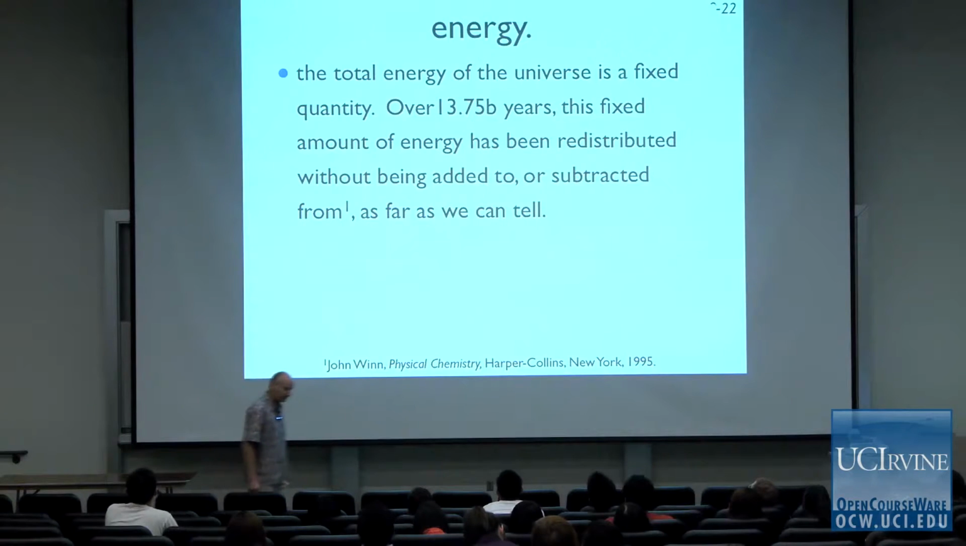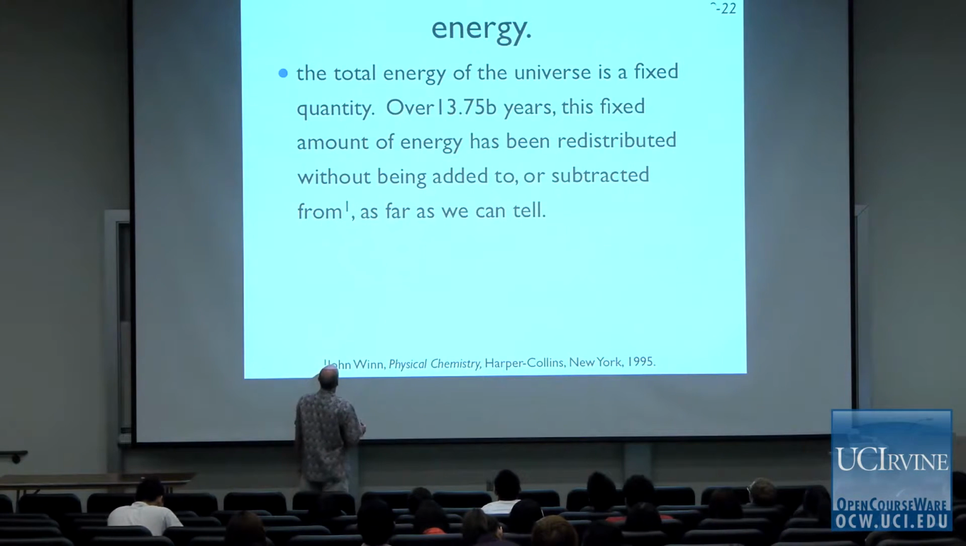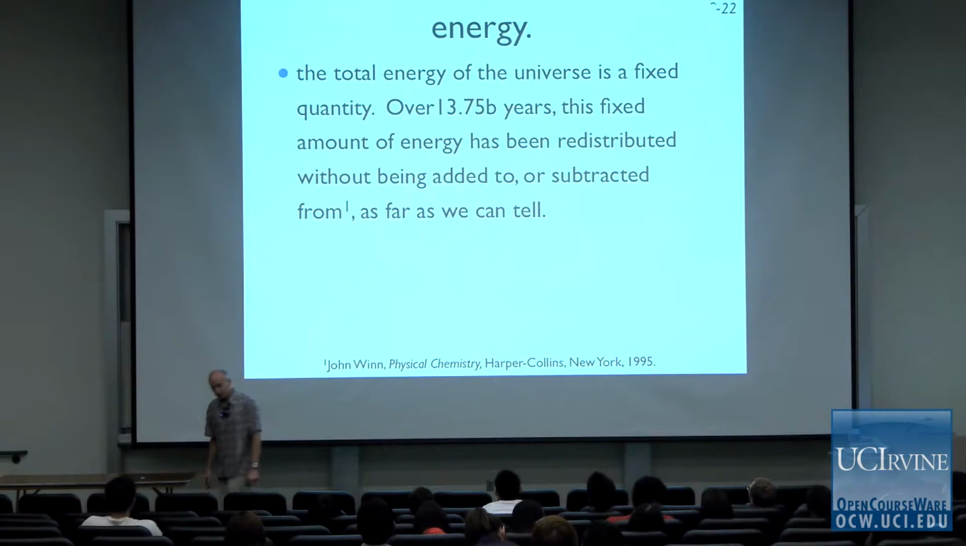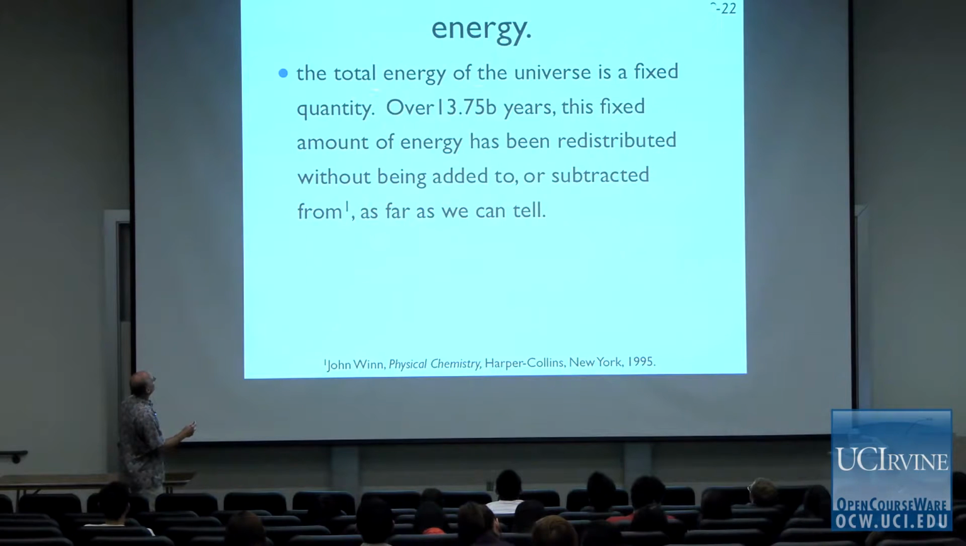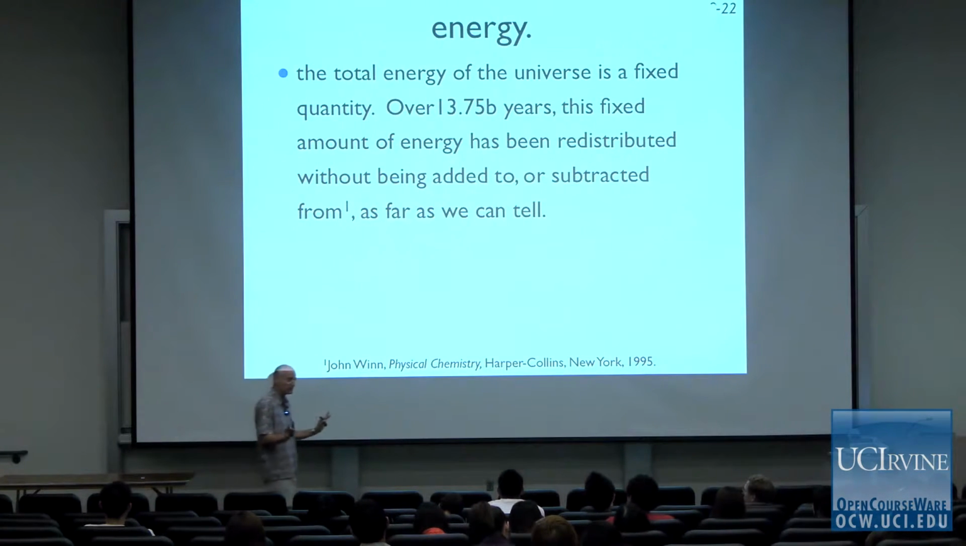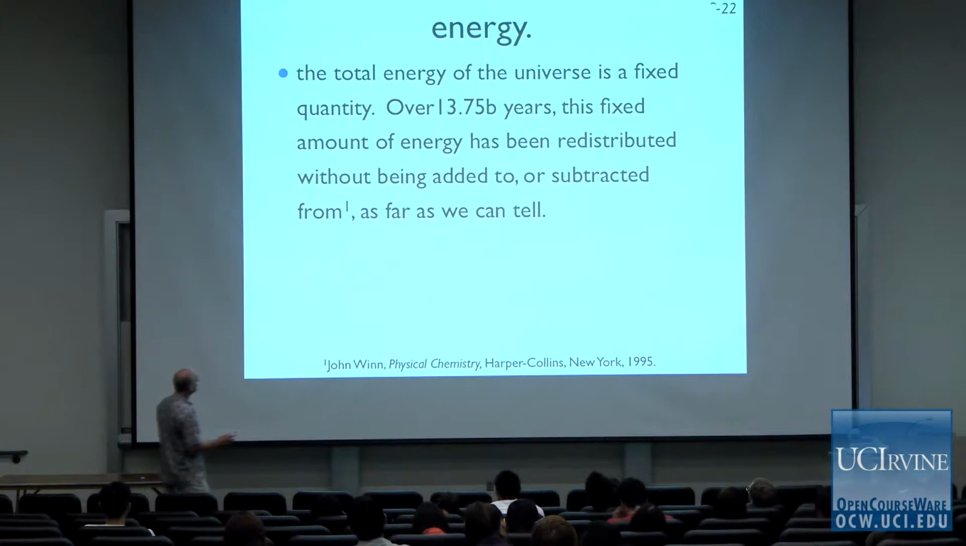Okay, so you ready for this? All right. When we think about the universe, the total energy is assumed to be a fixed quantity. The total energy in the whole universe, not planet Earth, is assumed to be a fixed quantity as a function of time. That's a hypothesis. This fixed amount of energy has been redistributed without being added to or subtracted from, as far as we can tell, for almost 14 billion years.